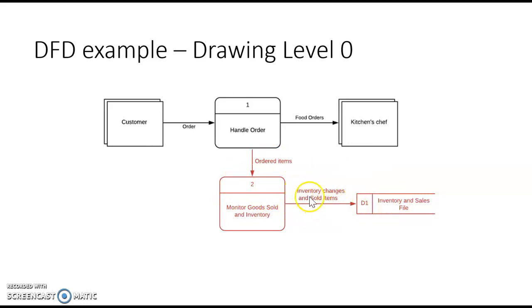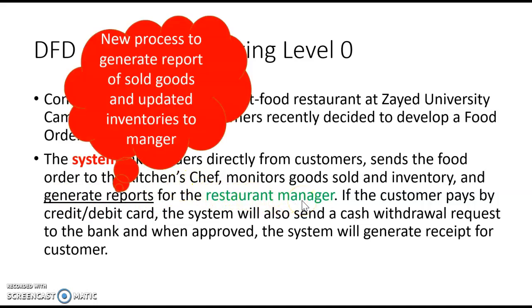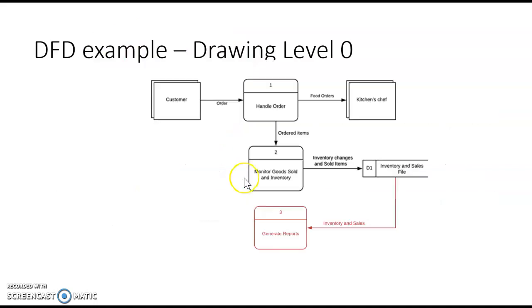What do I need to store? The inventory changes and the sold items. Next, I will check what's the next task done by the system. Generate reports. So it will generate different reports for the restaurant manager. I will need a new process to generate a report of the sold goods and updated inventory to the manager. So here I will put the third process, number 3.